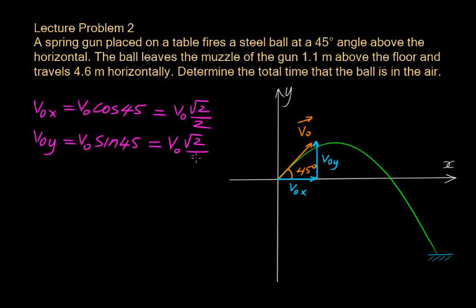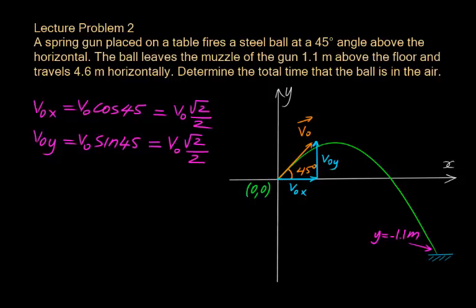As you see from the diagram, the launching point is chosen to be the origin of the coordinate system, therefore this point corresponds to x = 0 and y = 0. Since the ball is going to fall, according to the question, 1.1 meters below the launching point, at the moment when it hits the ground, the value of y is going to equal negative 1.1 meters.